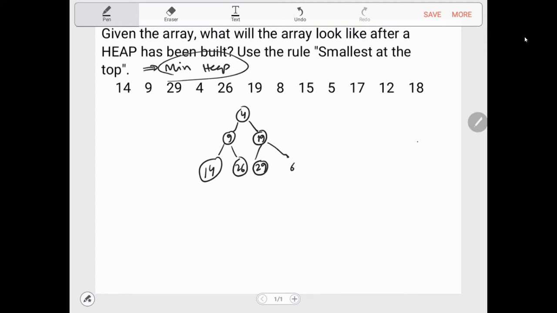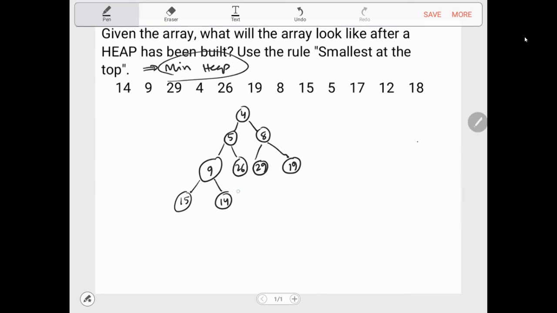8 is smaller than 19, so 8 goes here. 19 drops down here. 15. 15 is greater than 14, so it stays here. 5. 5 is smaller than 14, so 5 comes up here. 5 is also smaller than 9, so we swap 9 with 5. So 14 comes down here, 9 comes down here, and we have 5 here.